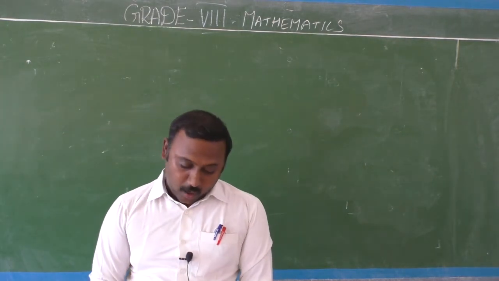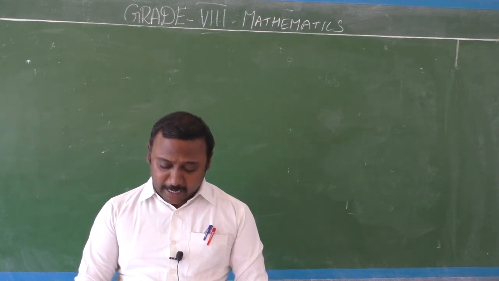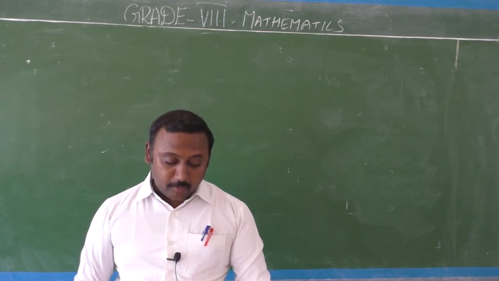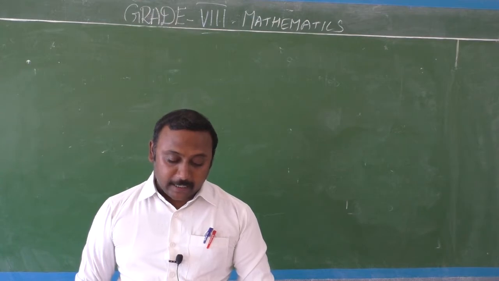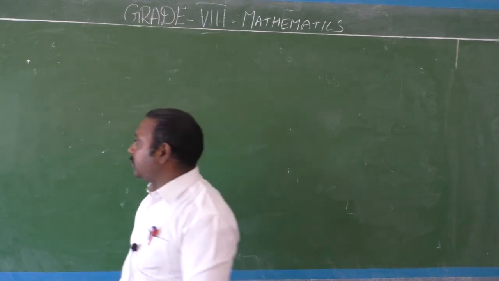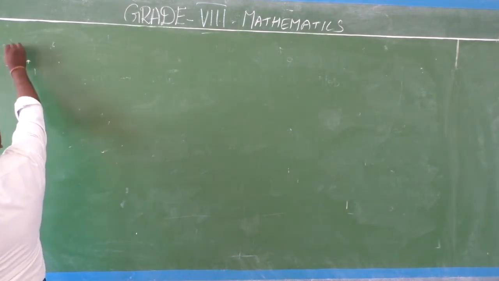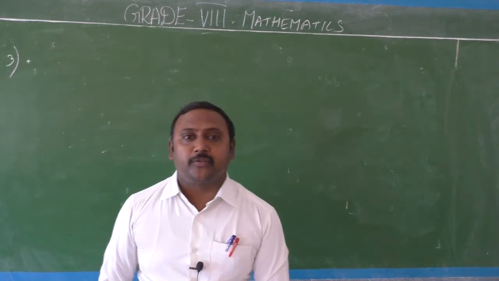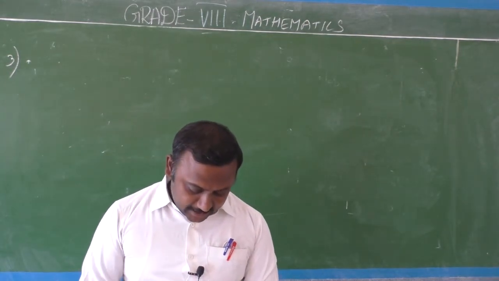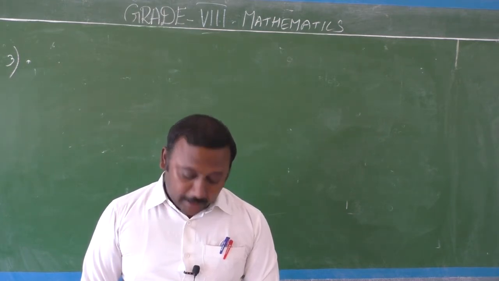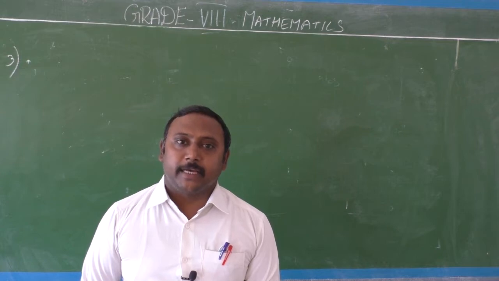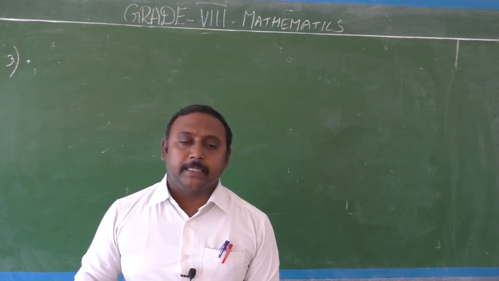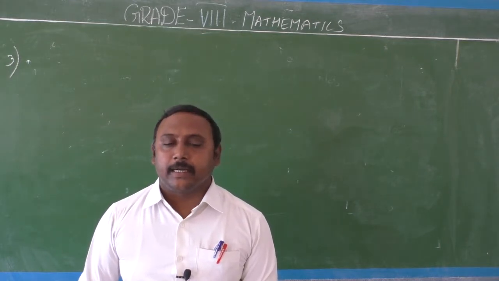Third sum: how many sides does a regular polygon have if the measure of an exterior angle is 24 degrees? Again I read: how many sides does a regular polygon have if the measure of an exterior angle is 24 degrees? The question asks, if each exterior angle is 24 degrees in a regular polygon, how many sides do we have?